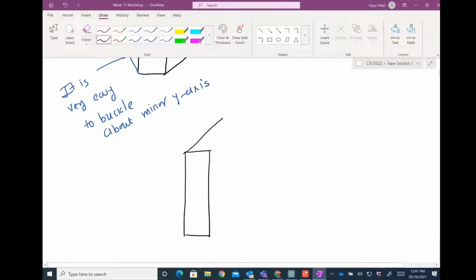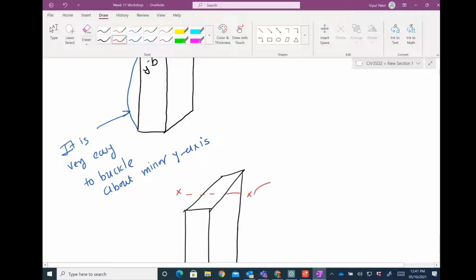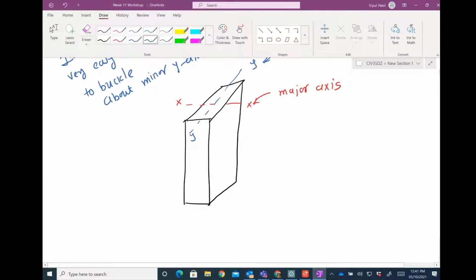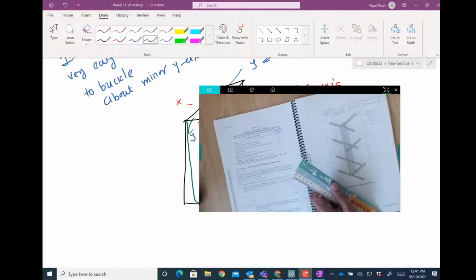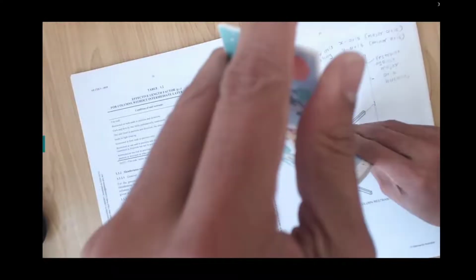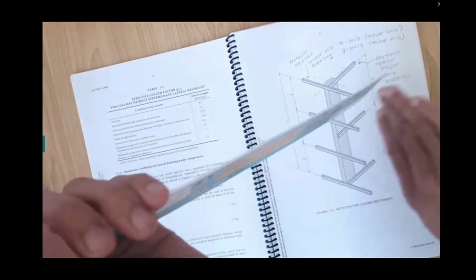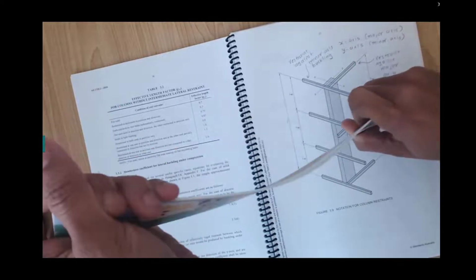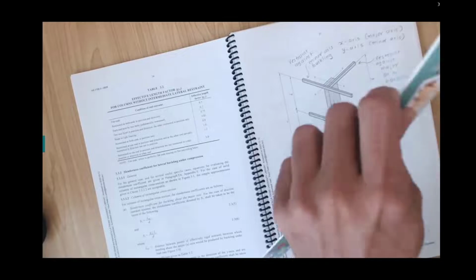For the same sort of column here, you have this x axis, which is your major axis, and this is y, the minor axis, and someone wants to bend about this x axis, this line. Someone wants to bend these lines about this x axis, like this. It's very hard to bend like this, right? I'm not talking about this way, but just this way. It's not easy to buckle this way. It's a strong axis, it's a major axis. So the reason is like that.